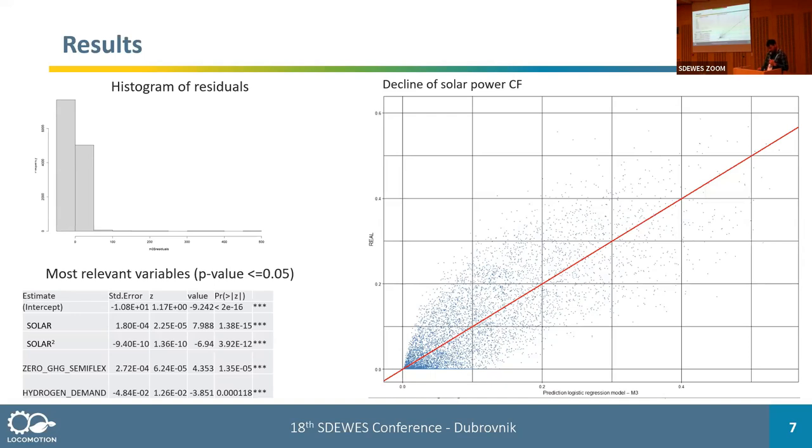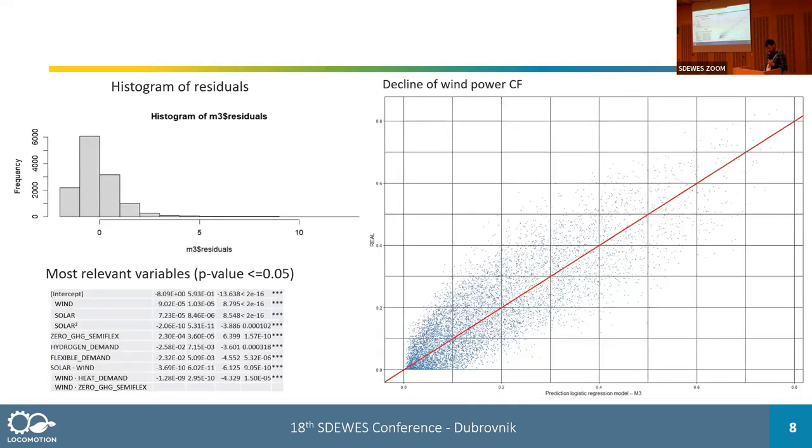And also zero GHG semi-flex power plants, which are those that do not emit GHG emissions, in this case nuclear and geothermal power plants, and also the demand of hydrogen. In the case of wind, we have more or less the same results in the cloud, so a linear relationship, and the histogram is also close around zero.